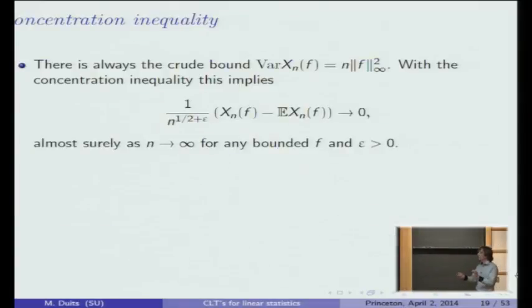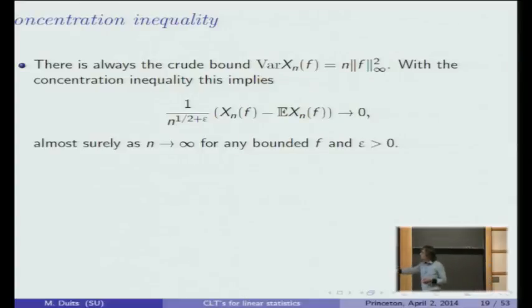So first of all, I want to say that there is always a crude bound on the variance. The variance can always be bounded by the sup norm of f times the number of points in the determinantal point process, which is n here. So that's a simple bound that you can prove. That takes basically 2 lines. Sorry, this is an inequality.